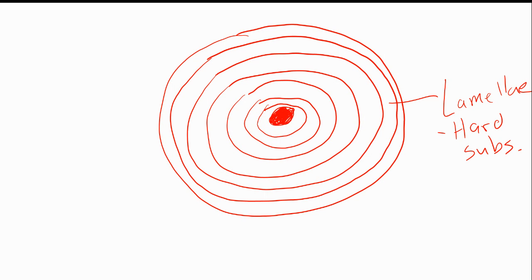Remember here, and I'll draw another line to this. This is my central canal. You might hear it called the Haversian canal. That's right down the middle of each osteon, containing blood vessels.